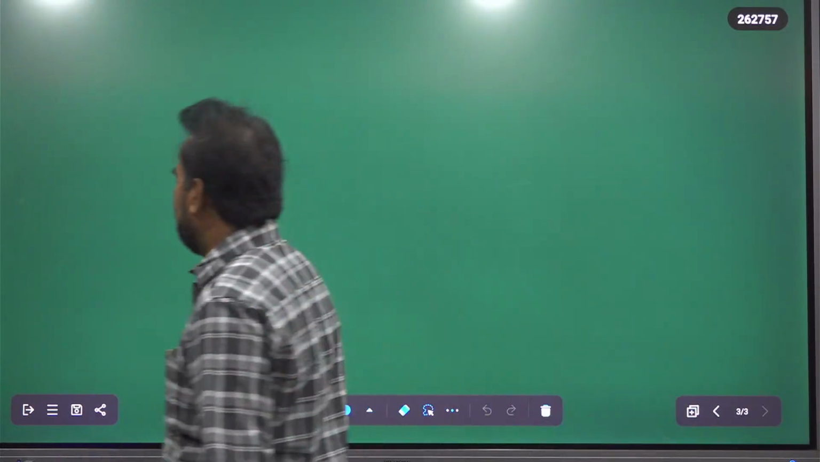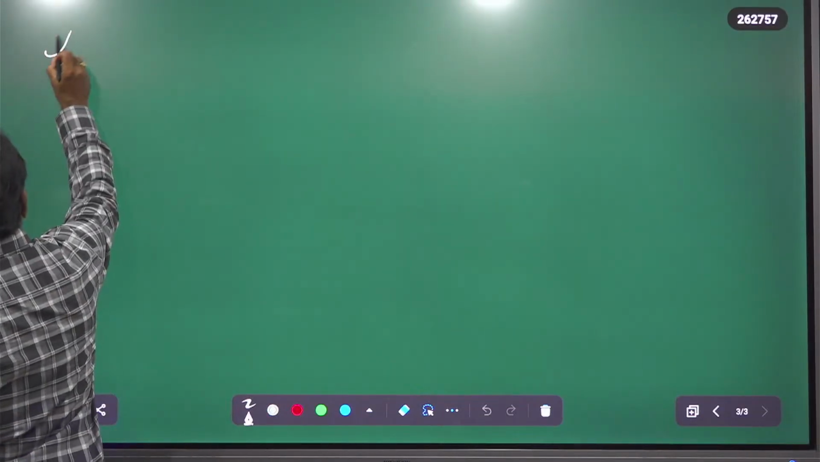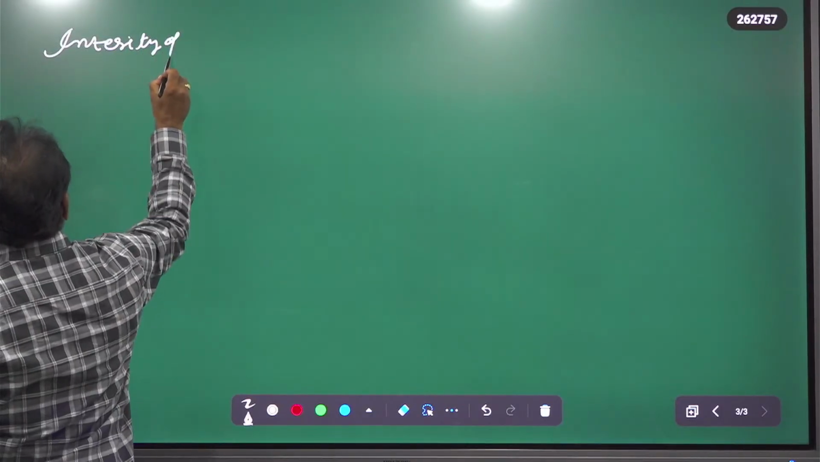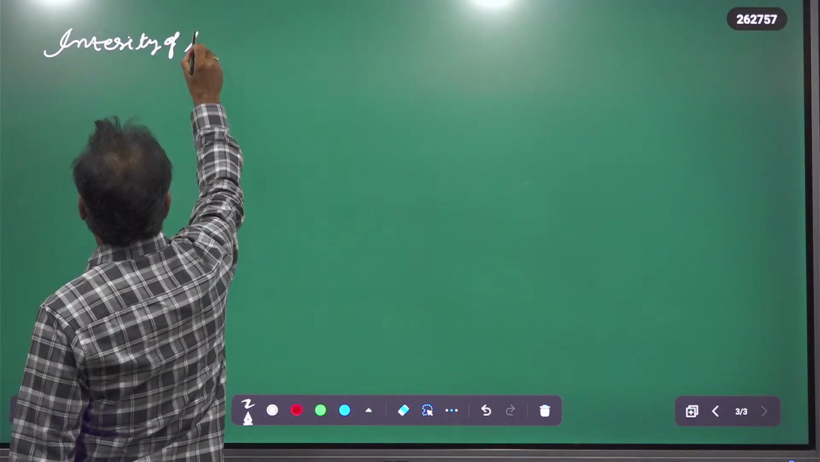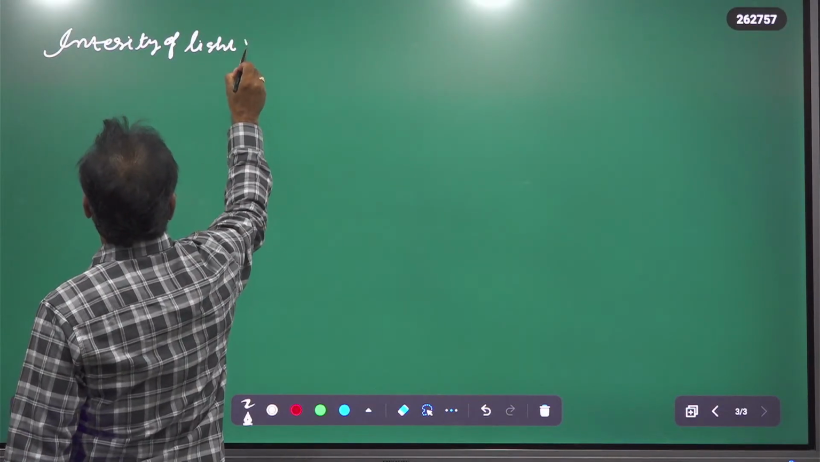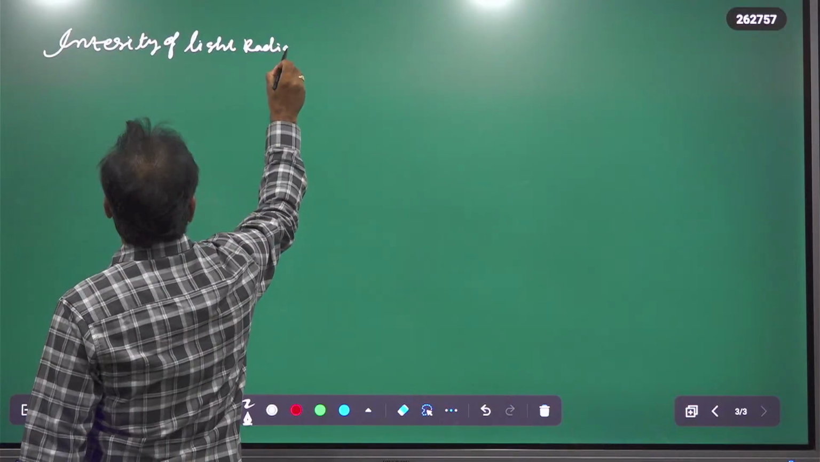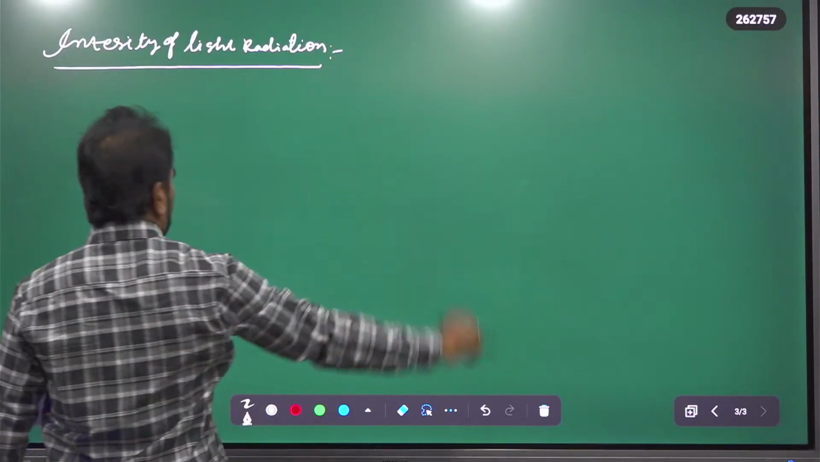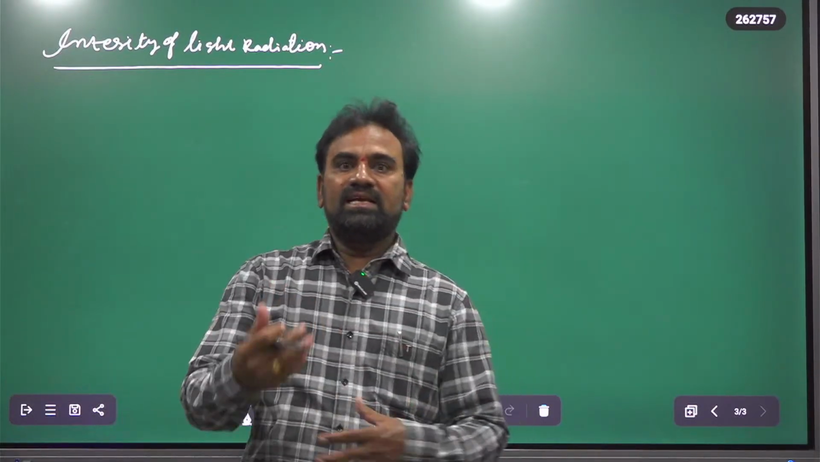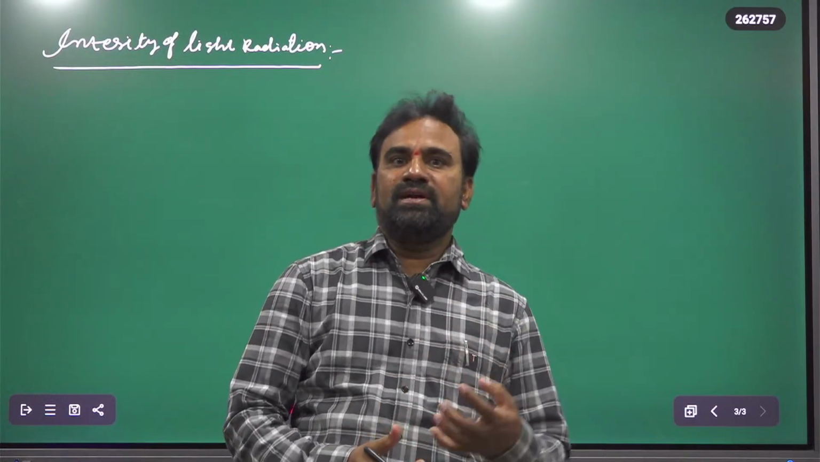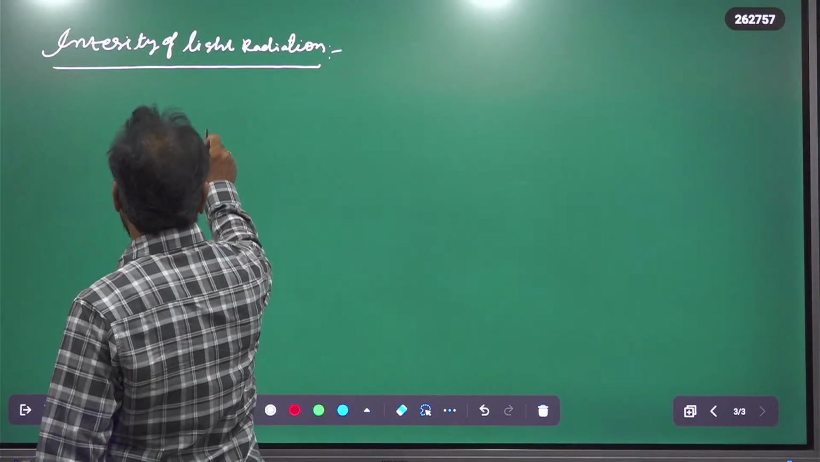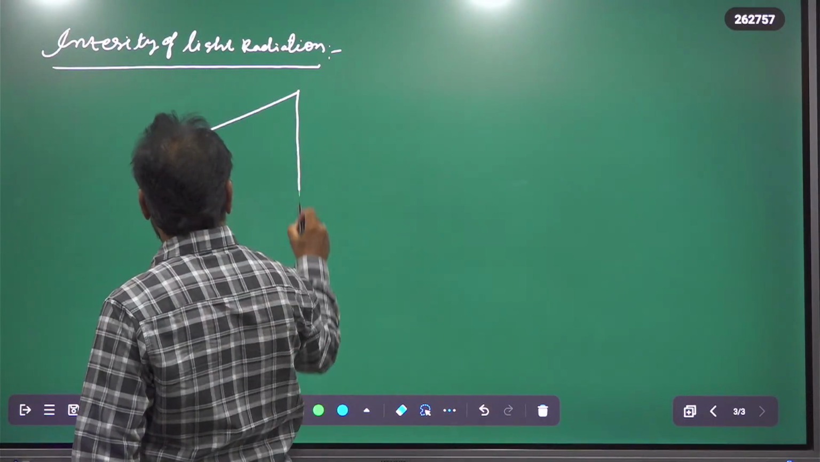Next, the intensity of light radiation. What is the intensity of light radiation? The amount of energy transmitted per unit area per unit time is called the intensity of a light radiation. Suppose we consider a surface here.